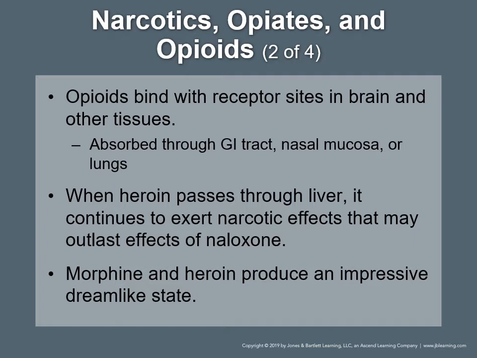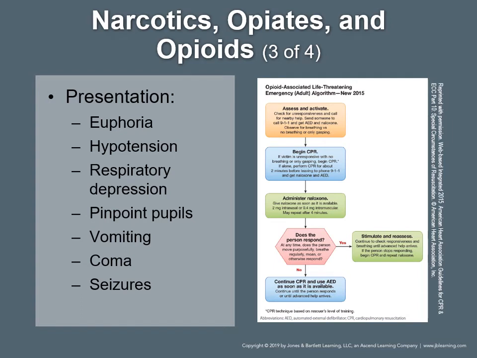Morphine and heroin produce an impressive dreamlike state. Shortly after injection, the user will appear to pass out despite being quite lucid. Classic presentation of opioid use features euphoria, hypotension, respiratory depression, pinpoint pupils, vomiting may or may not be present, coma, seizures secondary to hypoxia, cardiac arrest secondary to respiratory arrest. Allergic phenomena may rarely occur with opioid use. With increased doses, coma, seizures, usually secondary to hypoxia, and cardiac arrest, usually secondary to respiratory arrest, are common.